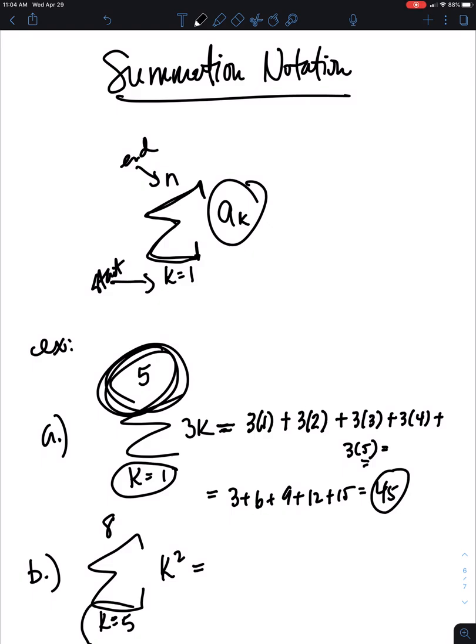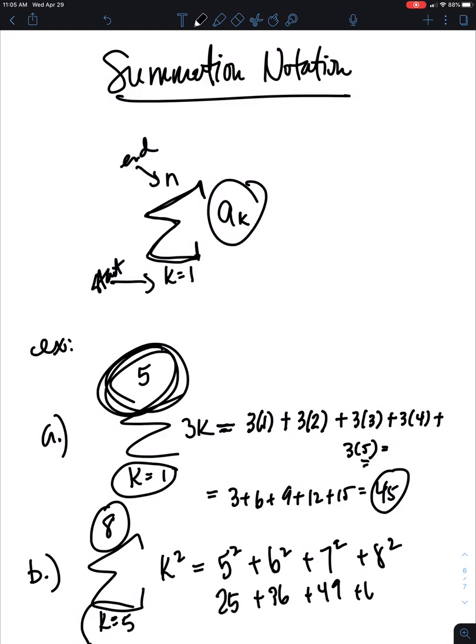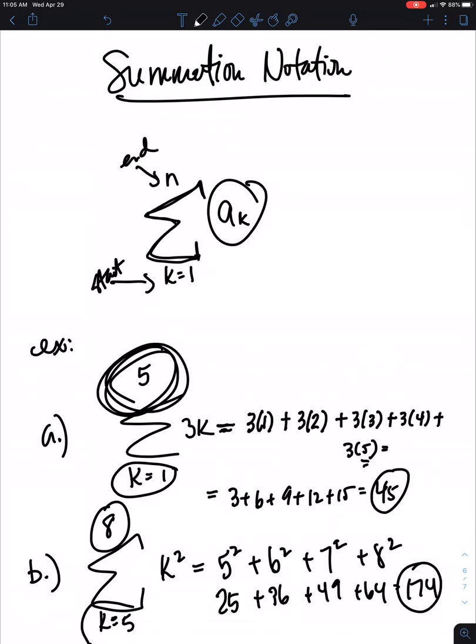So I'm going to start with 5, go to 8. So I do 5 squared plus 6 squared plus 7 squared plus 8 squared. That would be 25 plus 36 plus 49 plus 64, which would be 174. Okay, I did want you to see the summation notation.